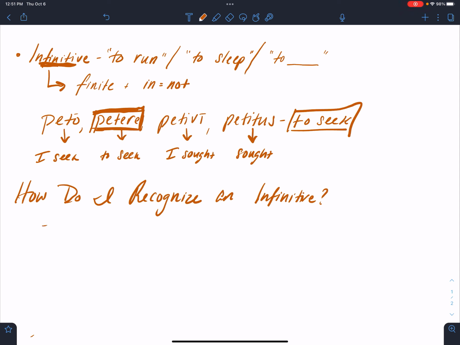So our only options are ARE, ERE with a long mark over it, ERE with no long mark over it, or IRE. Okay? So every second principal part, at least for now that I'm giving you, is going to have one of those endings.